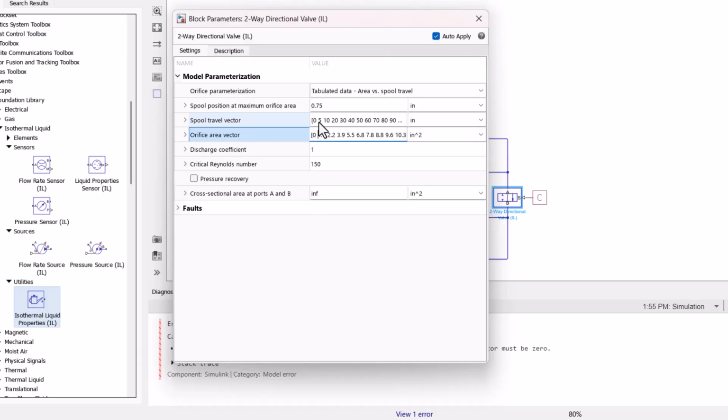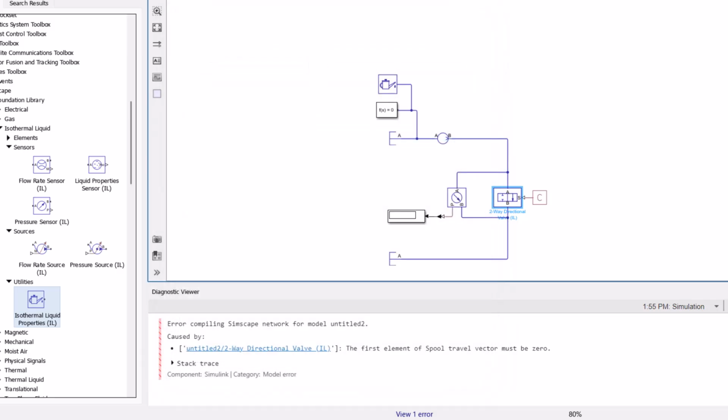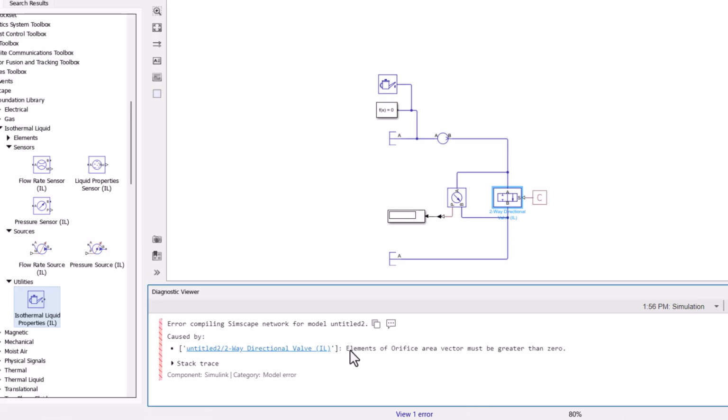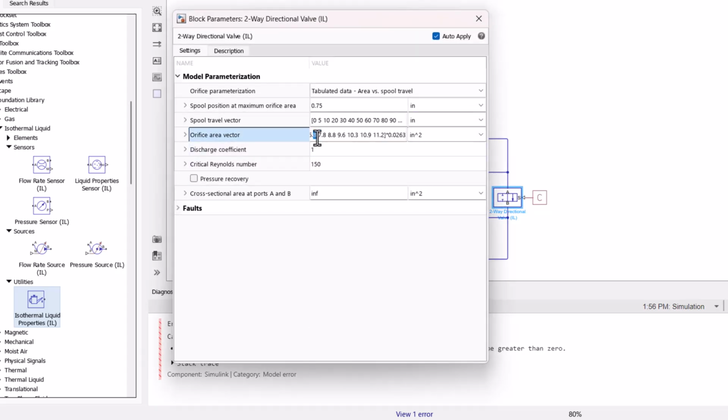So here's what I typed here. I add a 0 position to this vector, and I also added a 0 number to the area vector. So right now it says that when the stroke is 0, it is fully closed, then the area is equal to 0, and it is so tightly closed that there is actually no leakage area. But if I run the model right now, it is going to display an error. It says the elements of orifice area vector must be greater than 0. So MATLAB forces us to always accept some amount of leakage.